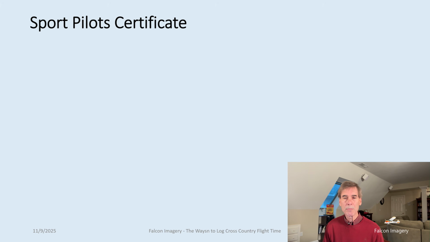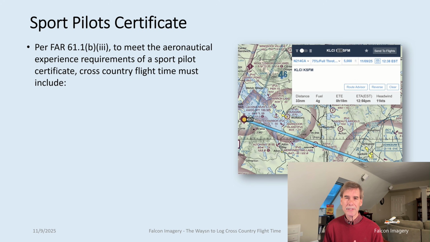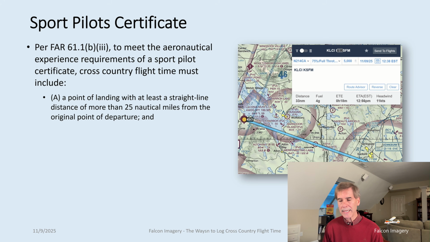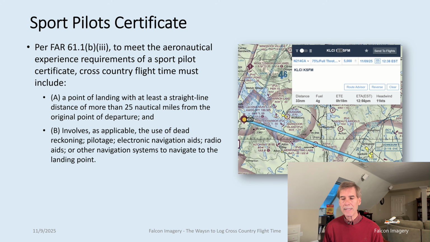The next category is the sport pilot certificate. And the sport pilot certificate has become a little bit more popular with some of the changes in the Mosaic rules that have recently happened here. So per FAR Part 61.1(b)(3), to meet the aeronautical experience requirements of a sport pilot certificate, cross-country flight time must include a point of landing with at least a straight line distance of more than 25 nautical miles from the original point of departure, and involve, as applicable, the use of dead reckoning, pilotage, navigation aids, radio aids, or other navigation systems to navigate to the landing point.